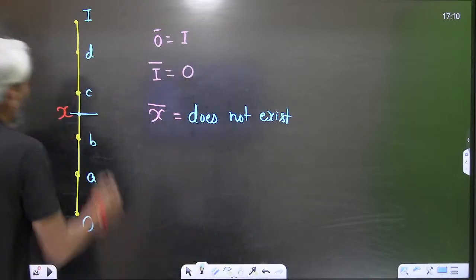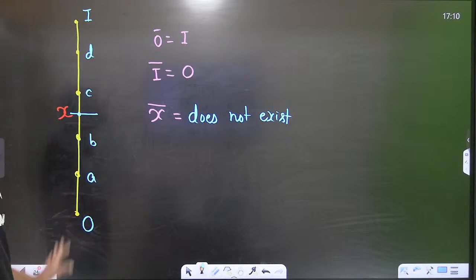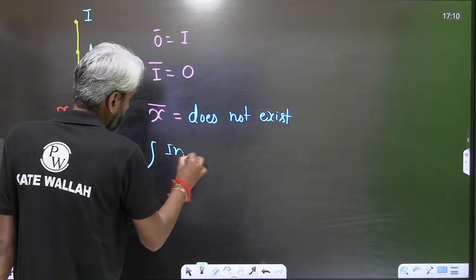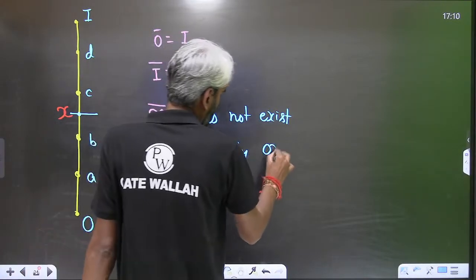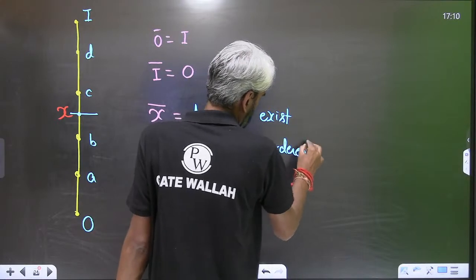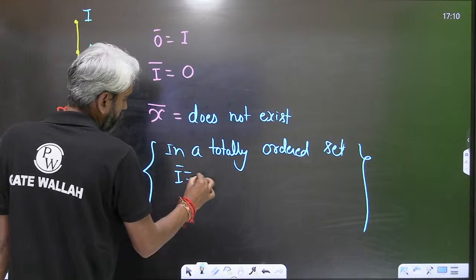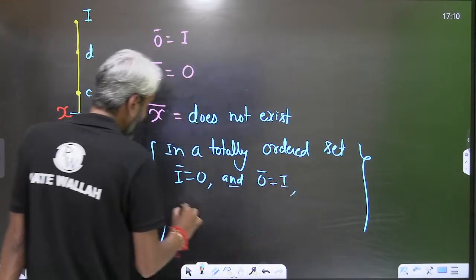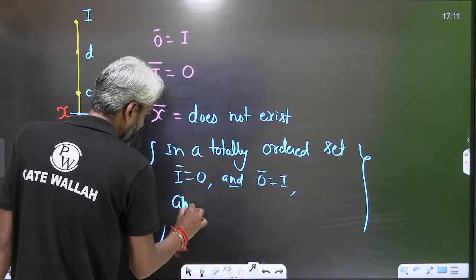So please remember, in our totally ordered set, complement of O will be I, complement of I will be O, and complement does not exist for any other element. In a totally ordered set, I complement equals O, O complement equals I, and complement does not exist for any other element.